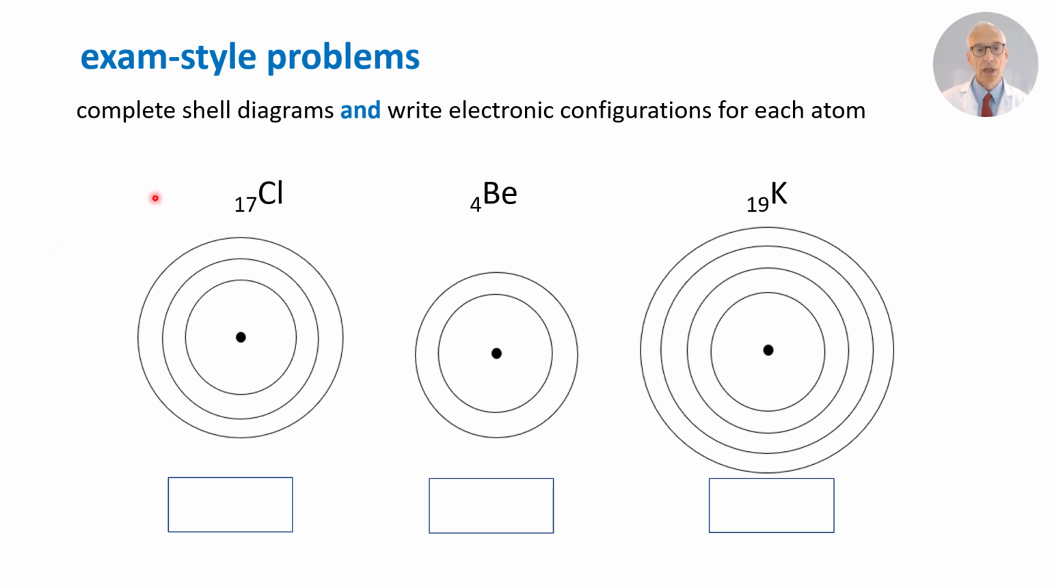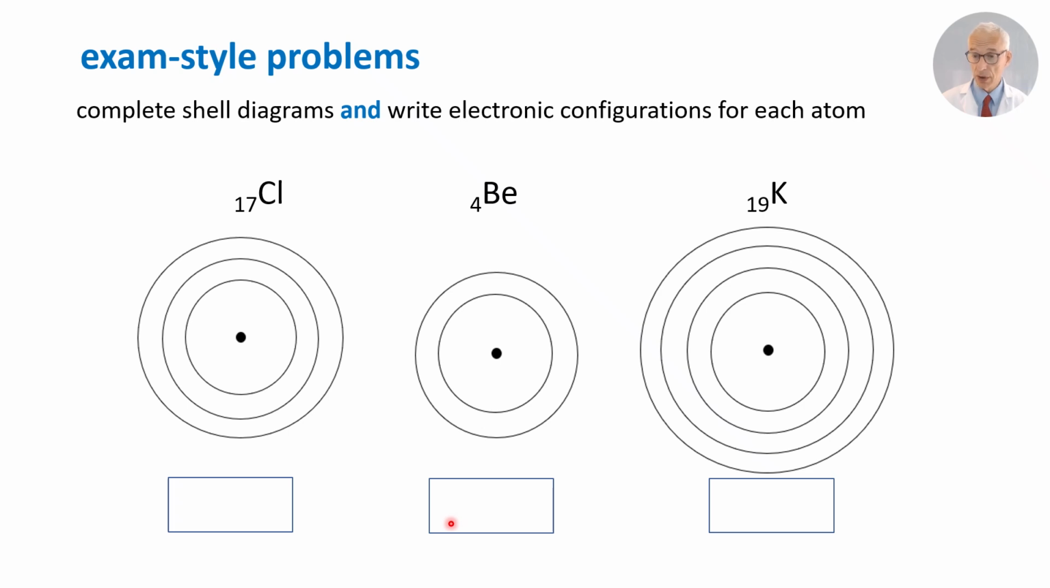So back to the task. Chlorine, beryllium, potassium. Can you complete the shell diagram and write electron configurations for each? Stop the class, come back to check your answers when you are ready.